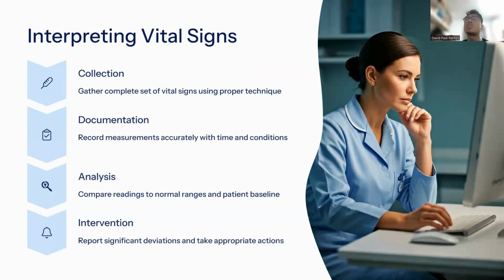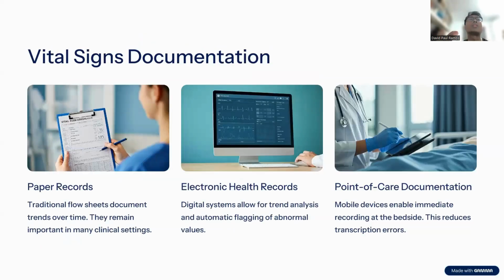So when interpreting vital signs, there are four steps: collection, documentation, analysis, and intervention. In collection, gather a complete, accurate set using correct methods. Documentation is to record measurements carefully, including time and relevant conditions. Analysis compares the findings to normal ranges and the patient's baseline. In intervention, we report significant changes and initiate appropriate actions based on the situation.